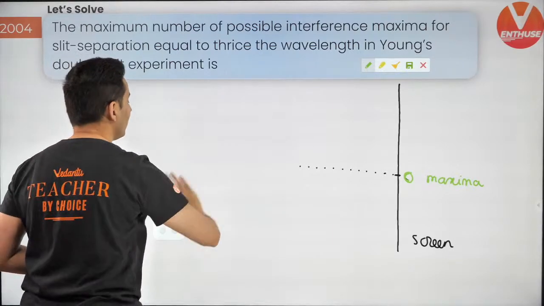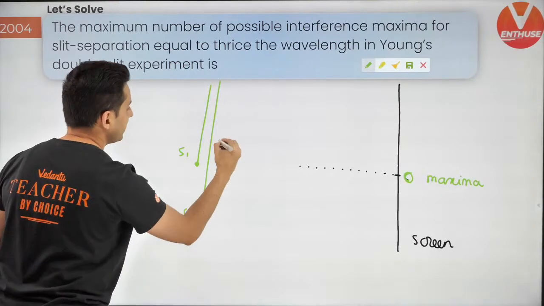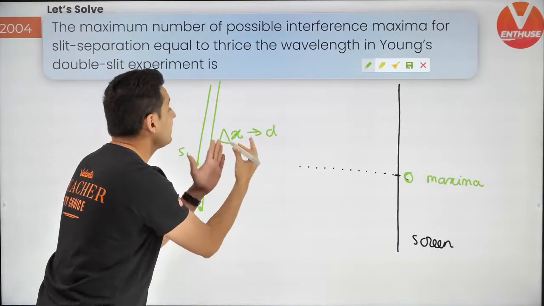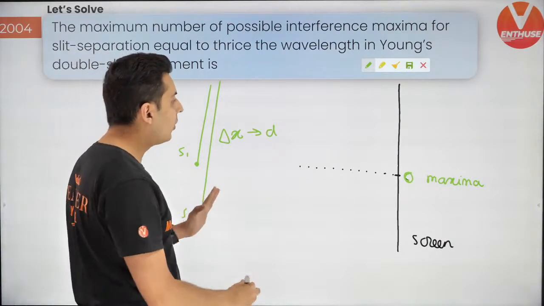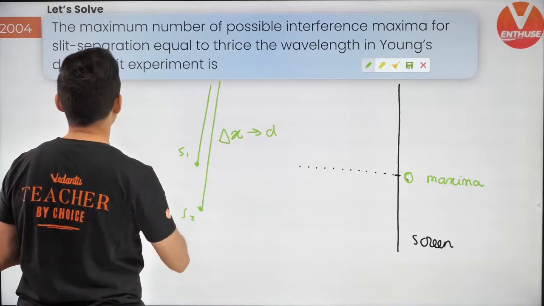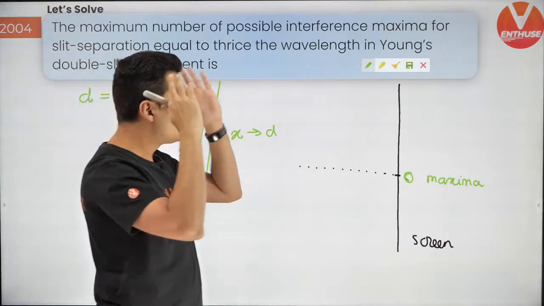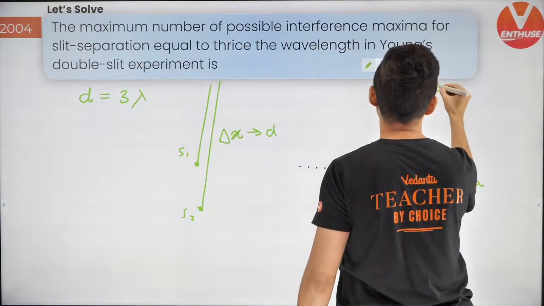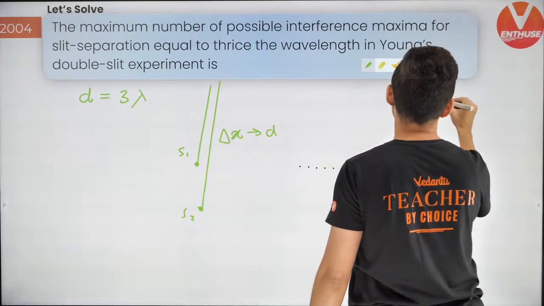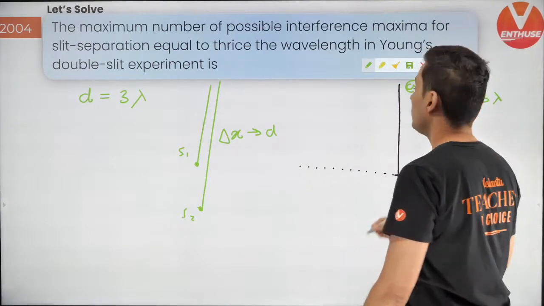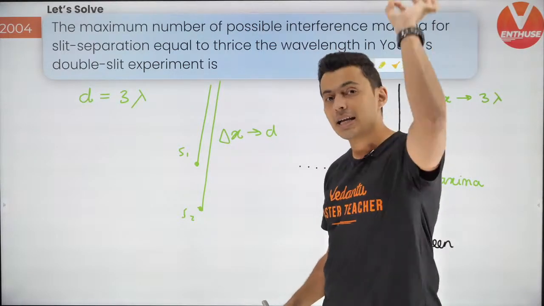It keeps increasing, and remember, when you reach infinity, if this is S1 and this is S2, delta x tends towards d, the distance between the slits. So what is the distance between the slits? Think about it. The distance between the slits is thrice the wavelength. So at infinity, you are going to get the path difference delta x tending towards 3 lambda. It will not be equal to, but it will be tending towards 3 lambda at infinity.